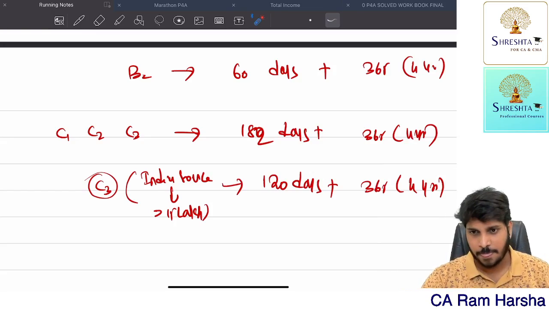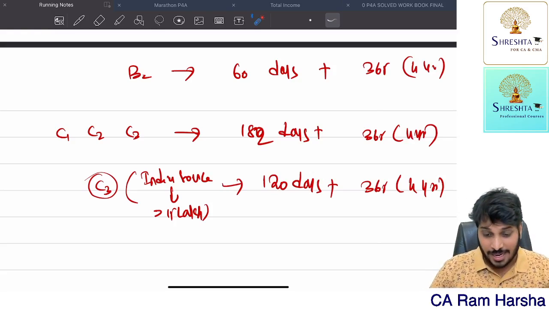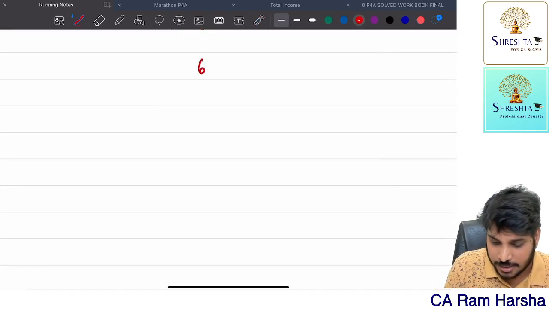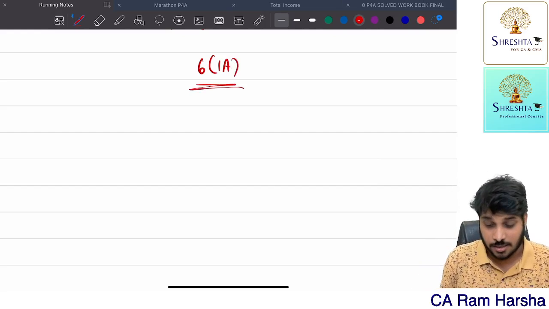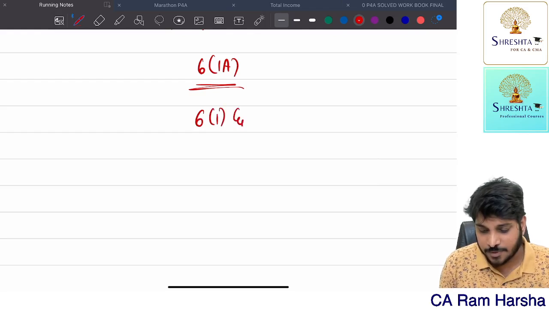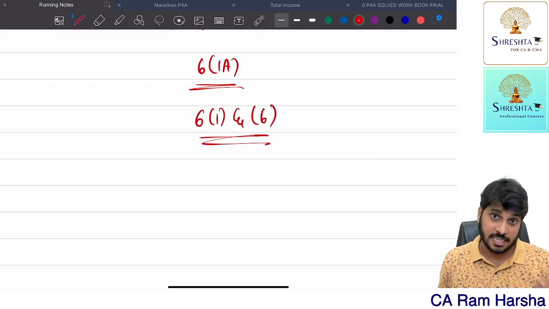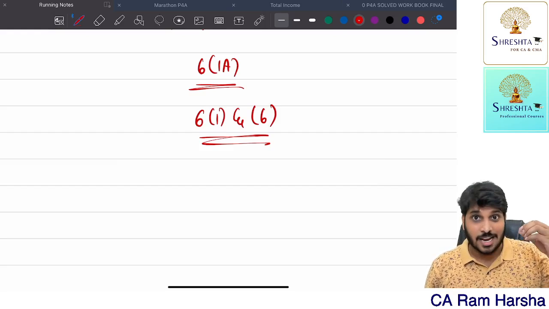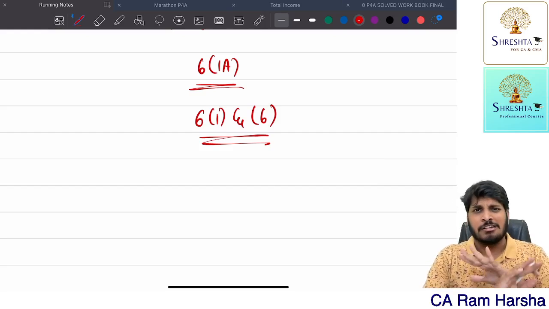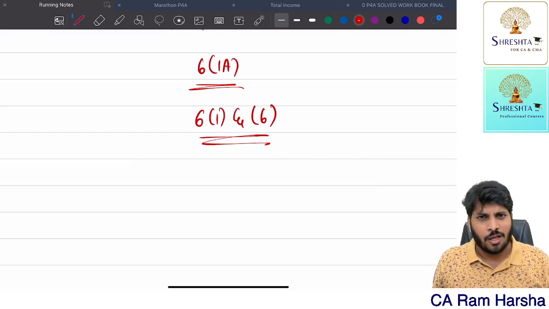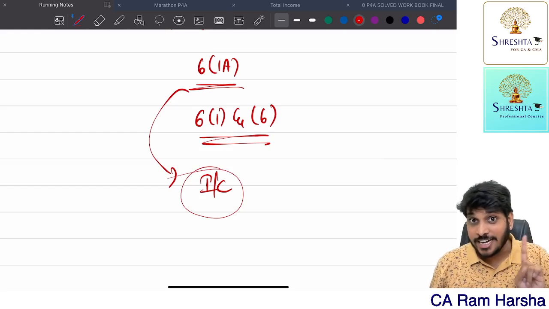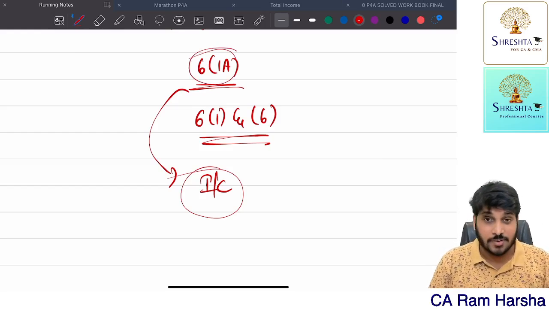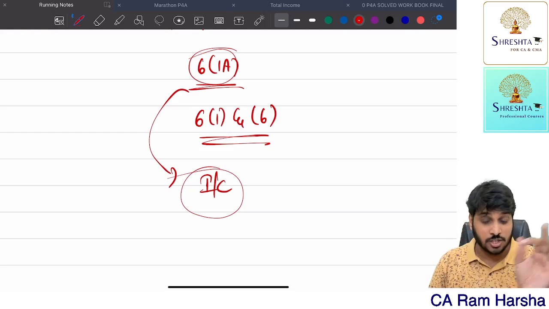Next, there is a provision called deemed resident, 6 subsection 1A. What is a deemed resident? First of all, as per 6 subsection 1 and 6 subsection 6, you are not a resident. B1, B2, A1, A2, nothing is satisfied, you are not a resident at all. But you are an Indian citizen, not of Indian origin. Indian origin is not covered in 6(1A).